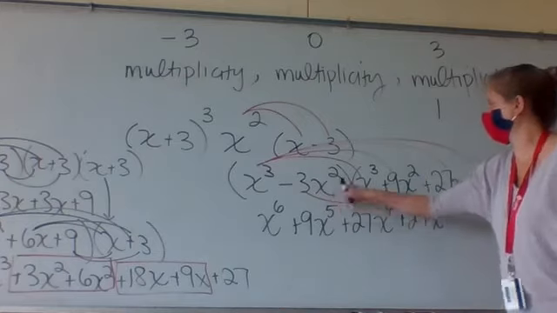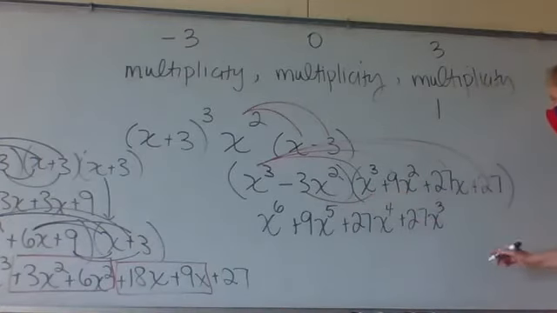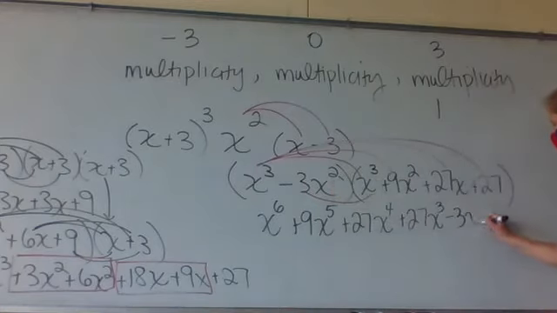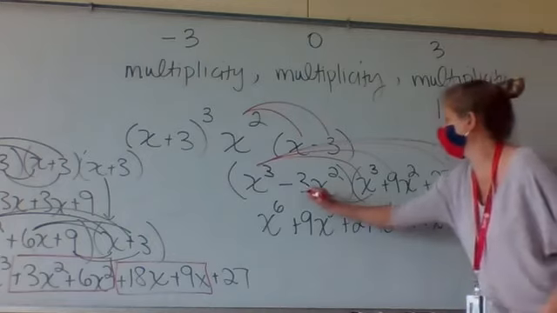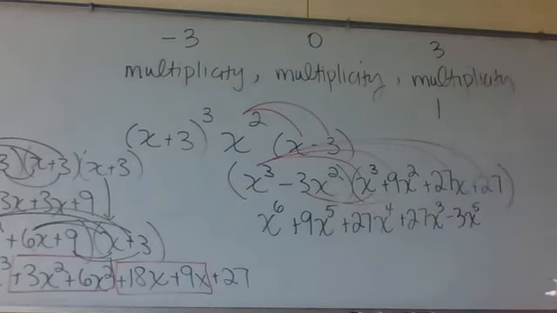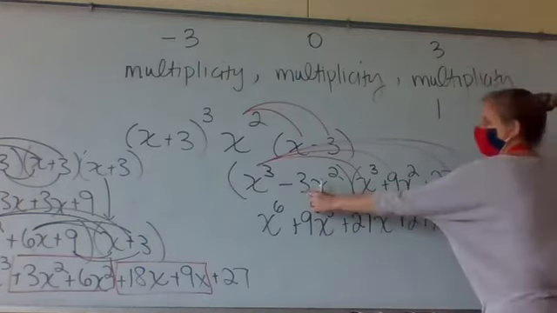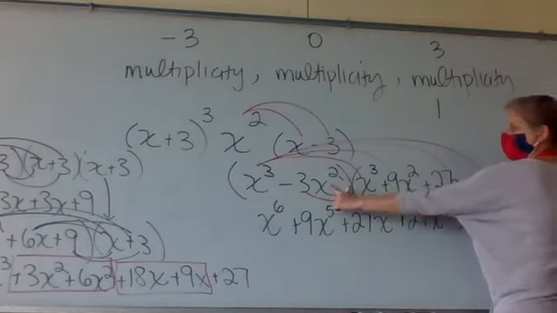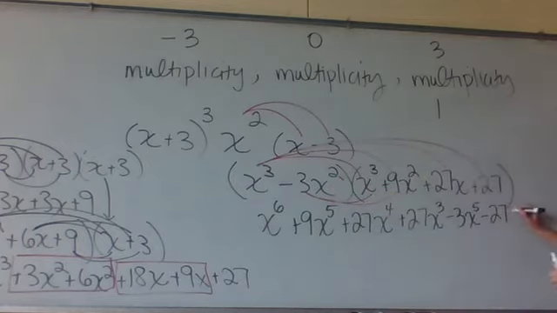So negative 3x squared times x to the third gives me negative 3. What are my x's going to be? X to the 5th. Let's see, I've got negative 3x squared times positive 9x squared. So negative 3 times positive 9 gave me negative 27. My x's are squared, so that gives me x to the 4th.